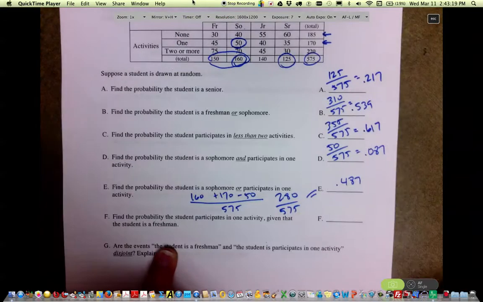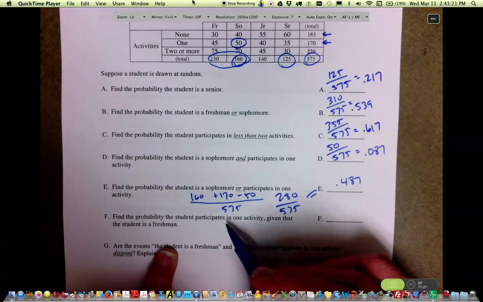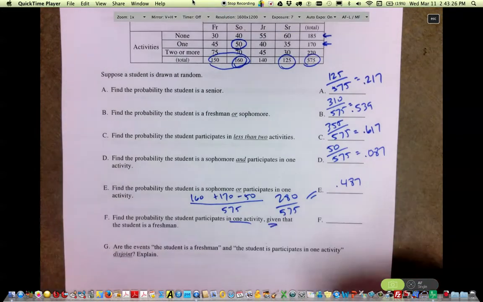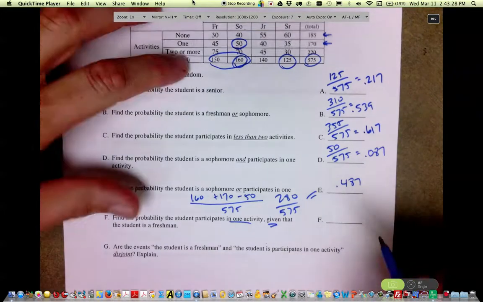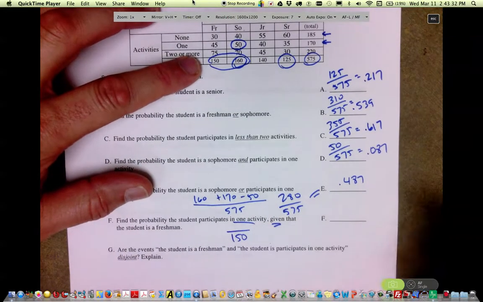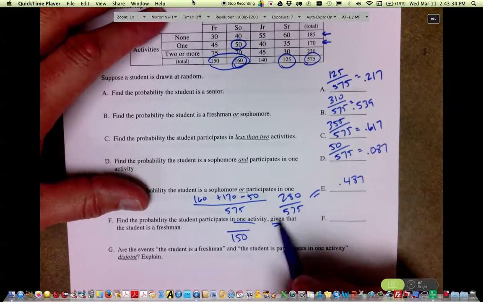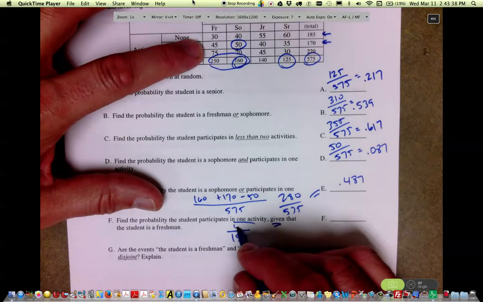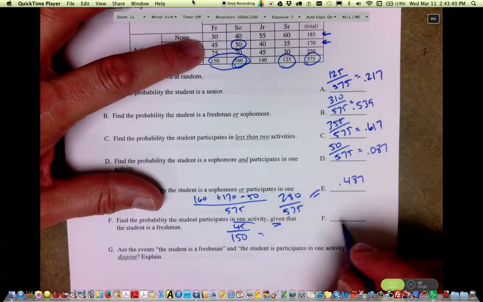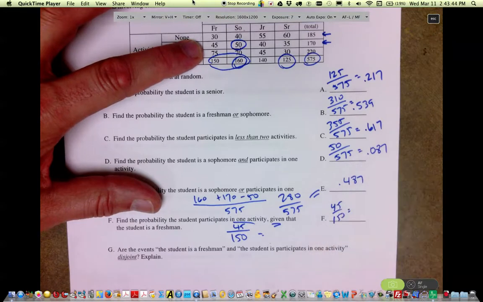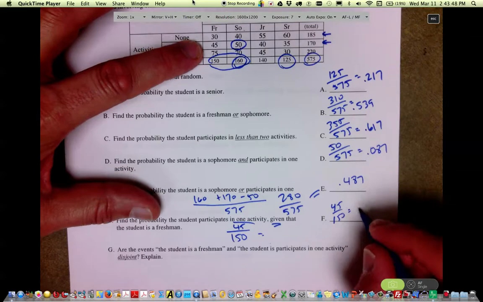Find the probability a student participates in 1 activity, and this is the important word, given that he is a freshman. There were 150 freshmen, and of those 150 freshmen, those that participated in 1 activity is 45. So 45 out of 150, and that is 30%.